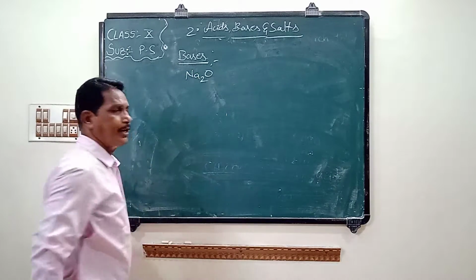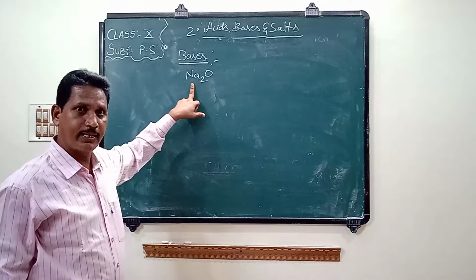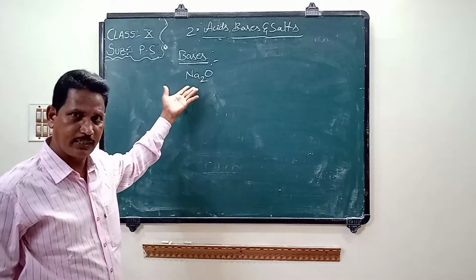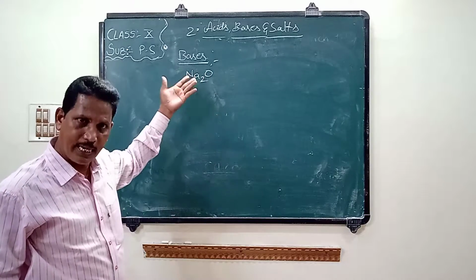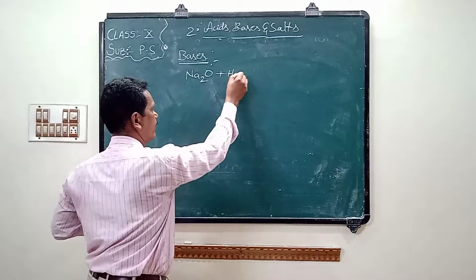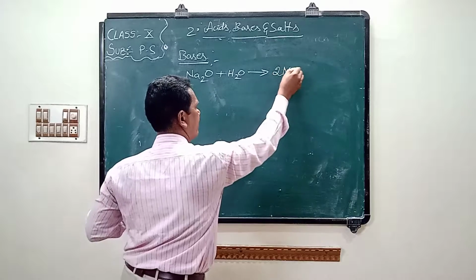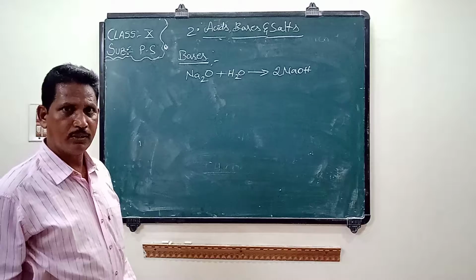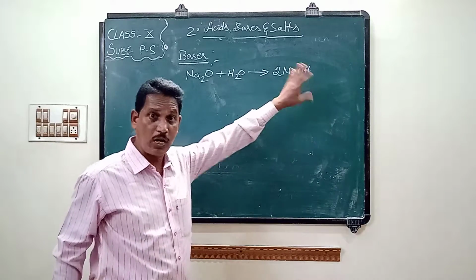Na2O. Na is a metal. It reacts with oxygen to form a metal oxide. Sodium oxide is a metallic oxide. Dissolved in water to form 2NaOH, two molecules of sodium hydroxide. Sodium hydroxide is a strong base.